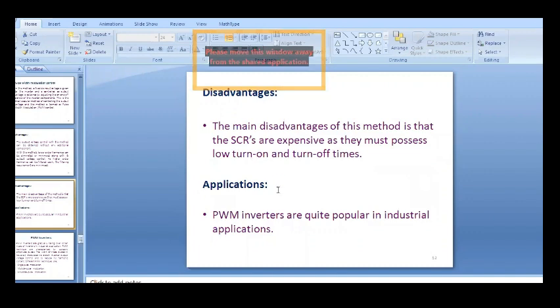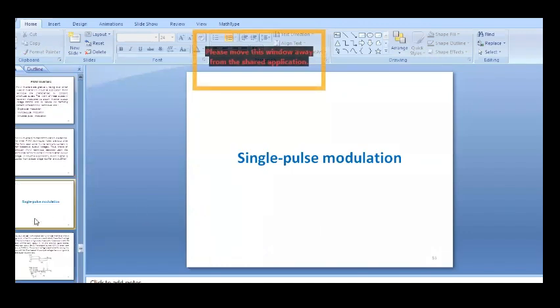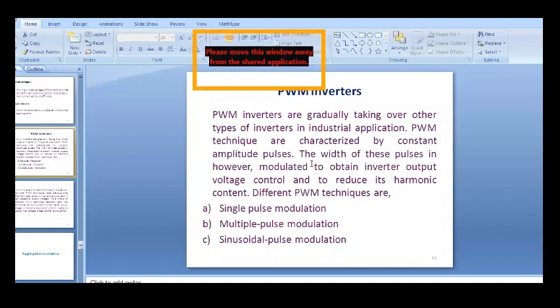Disadvantages, already you have got this. This is the PWM inverter. So see, my thing is that actually I can go ahead. Yes, I can tell you very briefly about the PWM inverter.